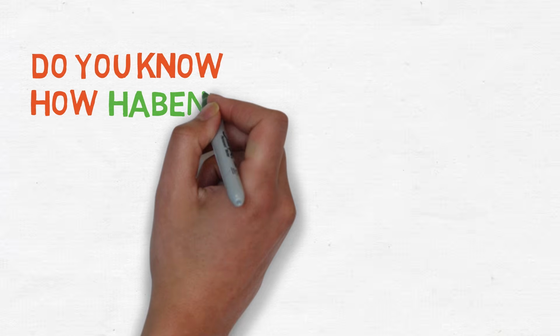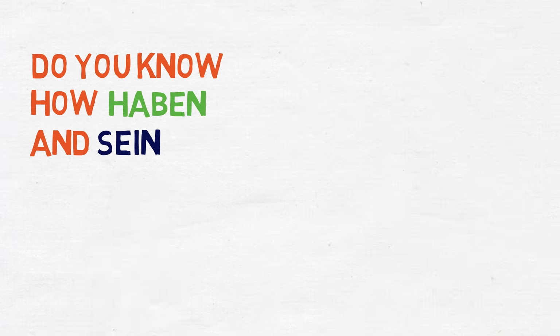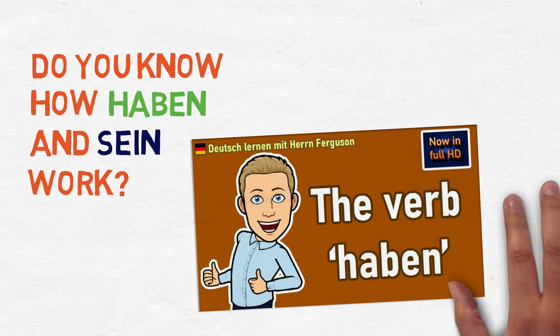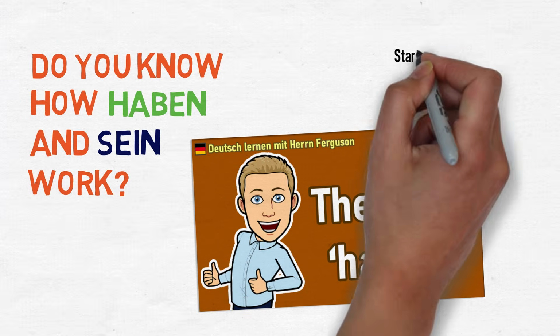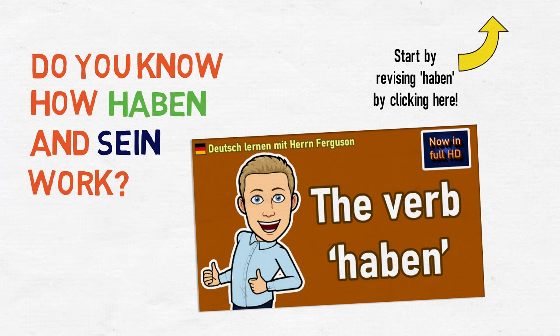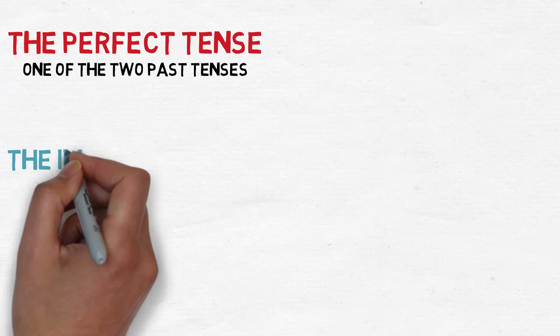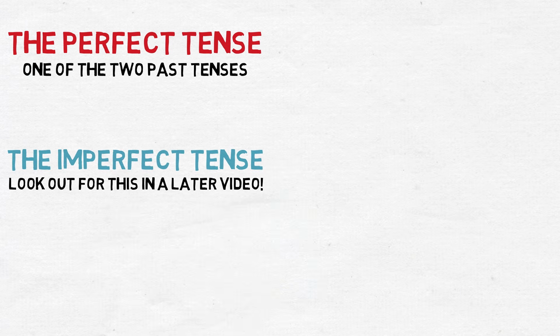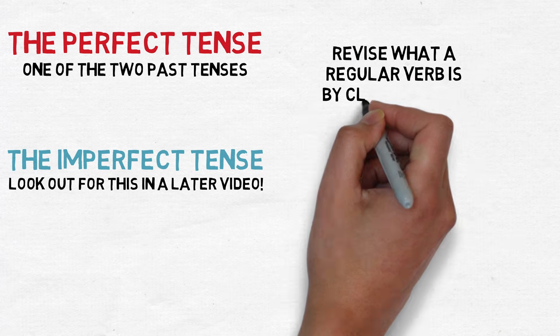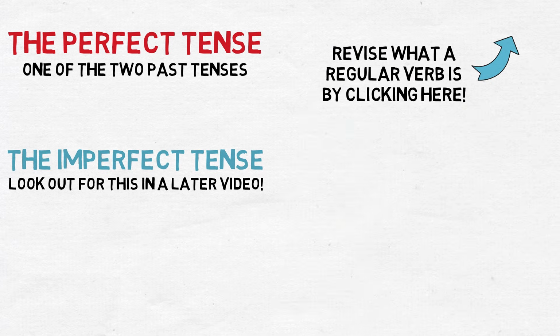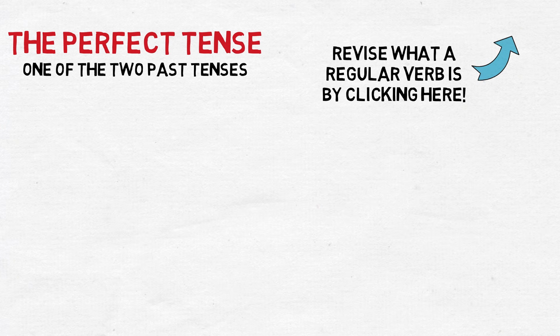In order to fully understand this lesson, it's important that you understand how the verbs haben and sein work. If you're not sure, please start by watching my video all about the verb haben by clicking the banner now. The perfect tense in German is one of the two past tenses, the other being the imperfect, which will be discussed in a future video. To use the perfect tense, you also need to have an understanding of what is meant by a regular verb. If you're not sure, please click here to watch that video.